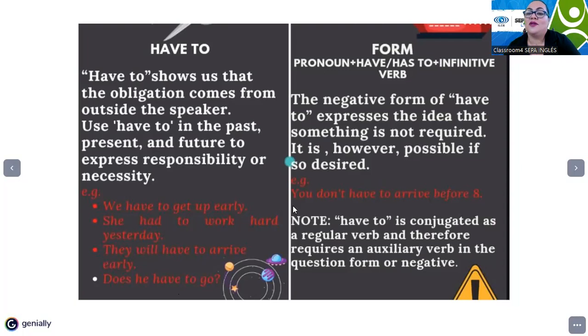And the structure in negative is used when something is not required. You don't have to arrive before 8. No tienes que llegar antes de las 8. But if you want, it's optional. It's not forbidden, it's not necessary, but it's okay.